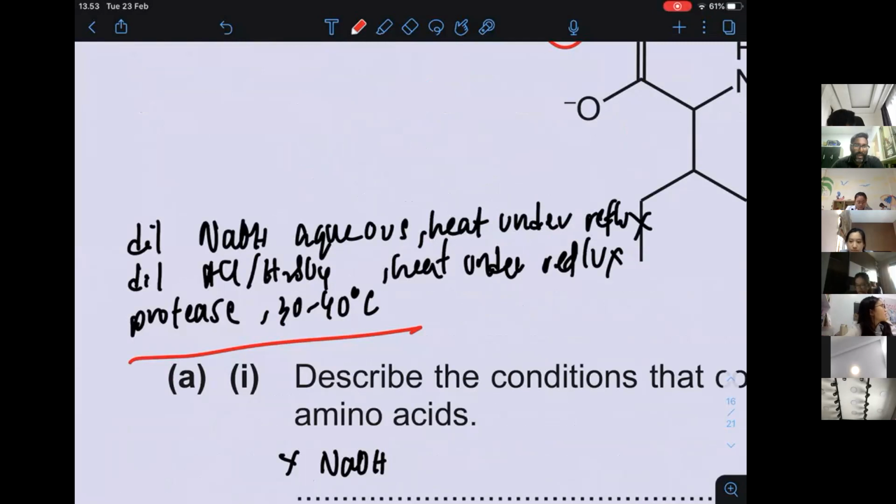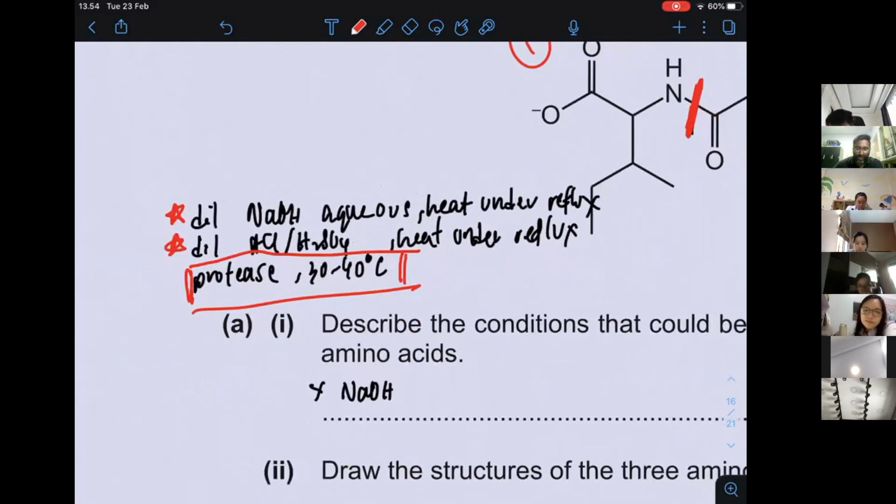So you see, I was talking about hydrolysis. There are 2 types of hydrolysis: acid hydrolysis, and base hydrolysis. But we didn't really spend the time to go through this one. This one is by using enzyme. You can use protease at a temperature of 30 to 40 degrees, around your body temperature. This is also possible, but we didn't learn so much about this. So I want you to use either this or this.